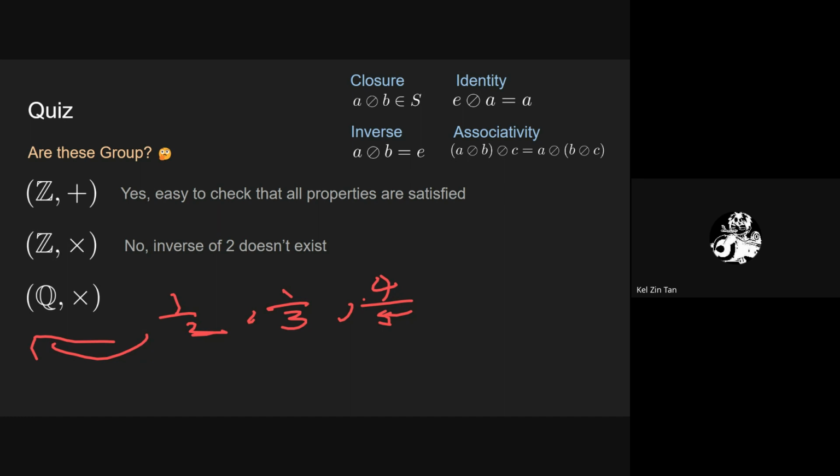Is it a group? So we sort of fix the problem of not having an inverse, right? Just now we said that the inverse of 2 doesn't exist. So in Q, we force the inverse of 2 to exist in Q. So what? Is there any other problem, or is this indeed a group?